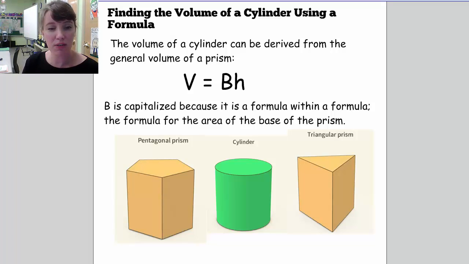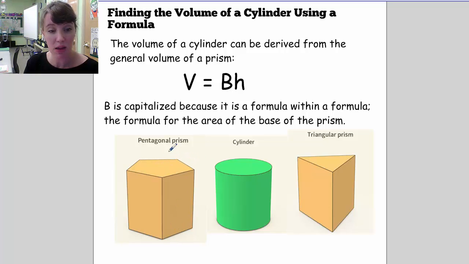Okay, so to find the volume of a cylinder, let's look at the general formula for the volume of any prism. First of all, a prism is defined as a three-dimensional shape that has the same polygon that makes up both ends of the three-dimensional shape.